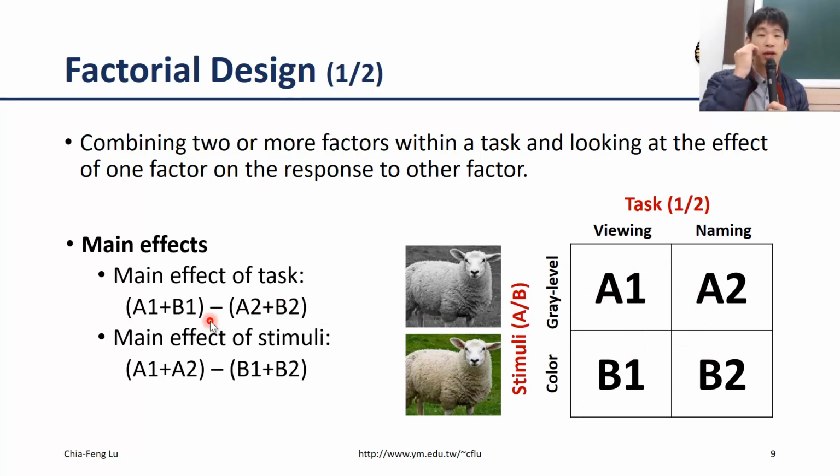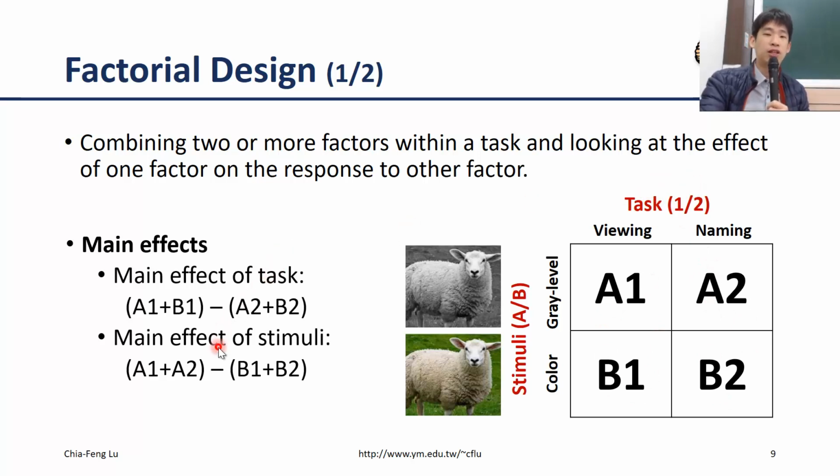So you can see the equation here. I will take the summation of A1 and B1, and do the contrast, comparing this condition to the combination of A2 and B2. So it's A1, B1 minus A2, B2. The only main effect here is the task. The difference between A1, B1 and A2, B2 is the task condition.